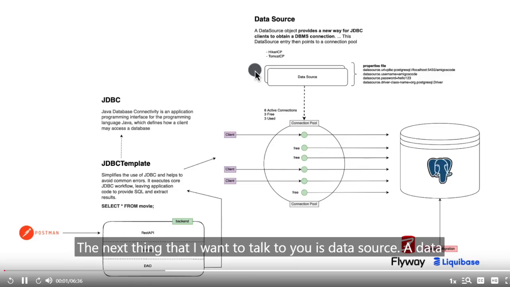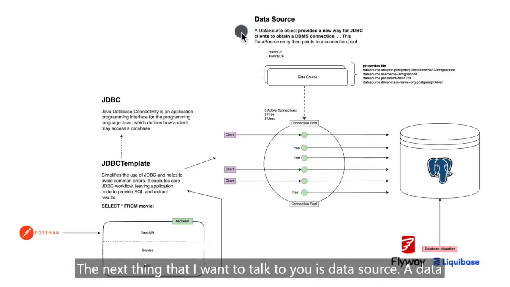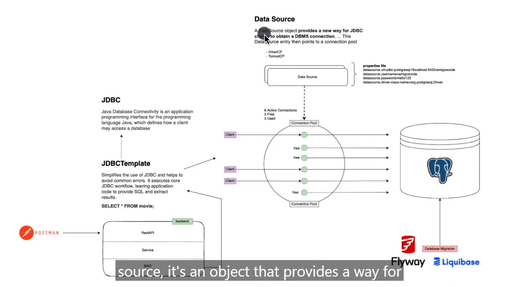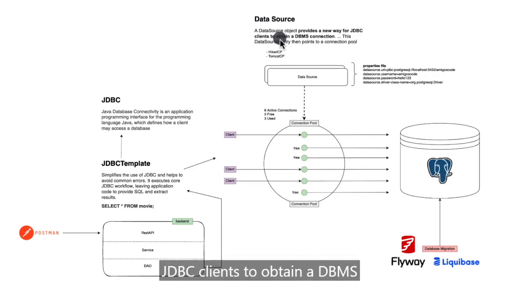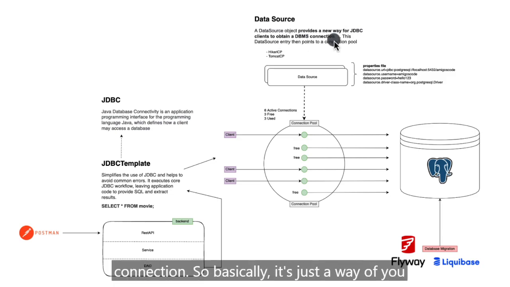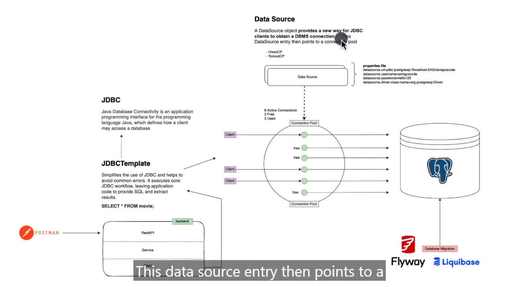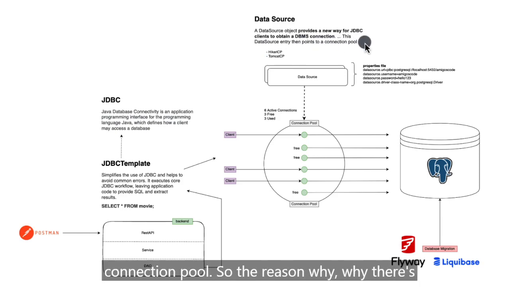The next thing that I want to talk to you about is data source. A data source is an object that provides a way for JDBC clients to obtain a DBMS connection. So basically, it's just a way of you obtaining a connection to your database. This data source entry then points to a connection pool.